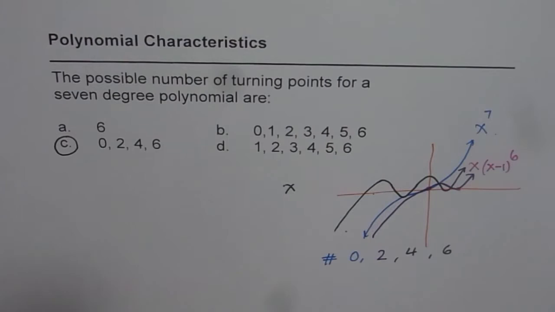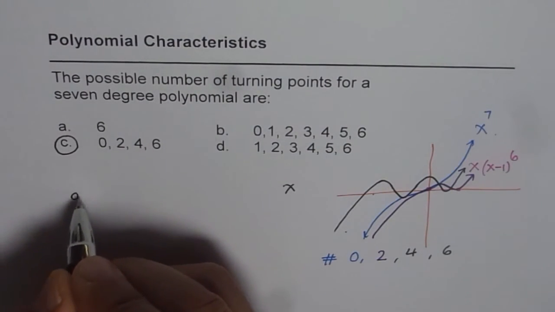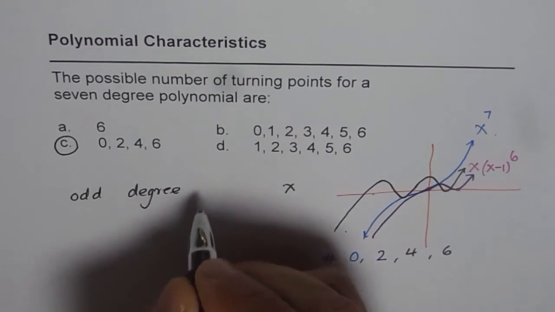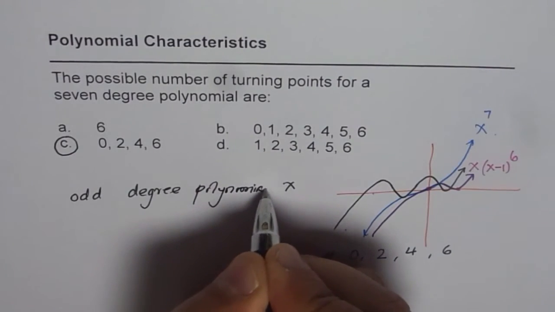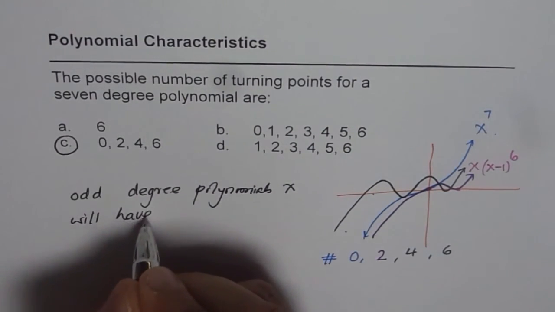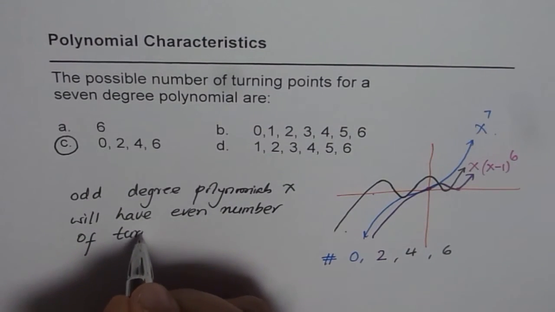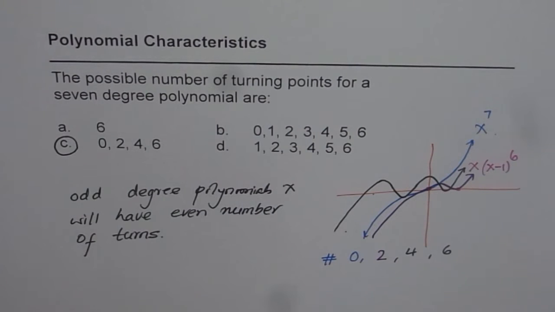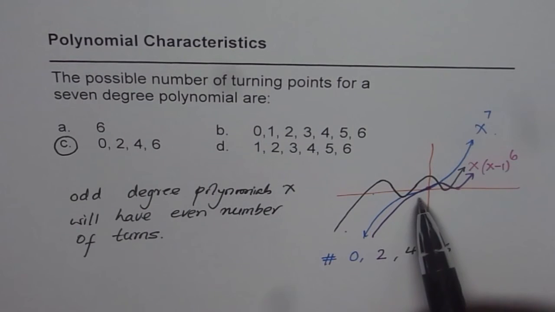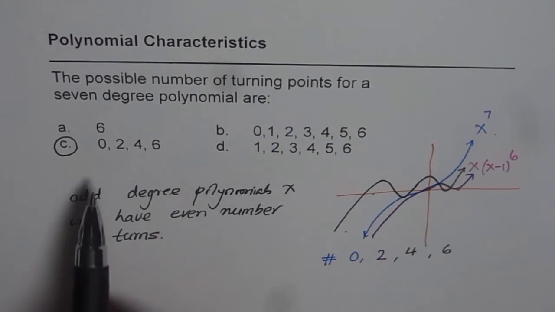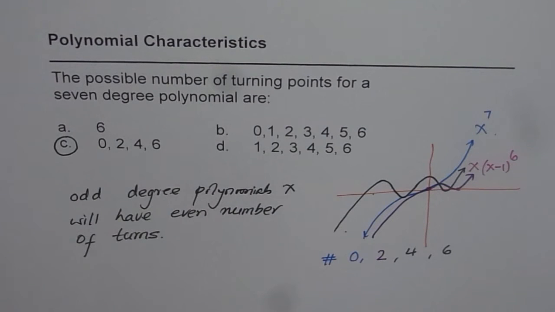So remember one thing, let me summarize here: odd degree polynomials will have an even number of turns. I hope that helps you to remember that odd degree polynomials will have an even number of turns. If the question had been for an even degree polynomial, you will notice that it will have an odd number of turns, right? Another important thing is that an odd degree polynomial has a minimum of 0 turns, and an even degree polynomial has a minimum of 1 turn, right? So that gives you all possible numbers of turning points for a polynomial.